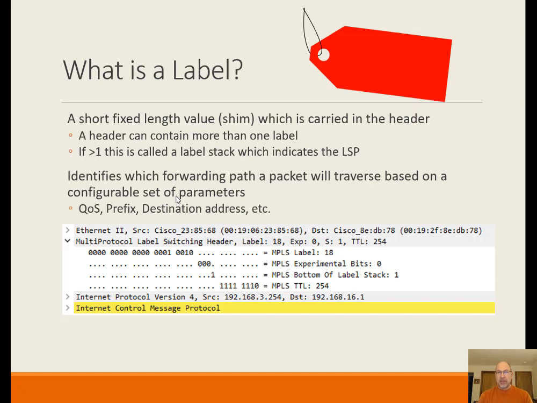So what's a label? Well, I've mentioned this a couple of times, right? What we're going to do is right above layer 2 and right below layer 3, we're going to squish in this shim. And the shim is the MPLS header. And one of the things in the MPLS header is the tag. And the tag is going to be used to forward traffic instead of the layer 3 header. So the header includes one or more tags, and that constitutes what we call the label stack. And then we've got some other detail in there, like the time to live, like the forward equivalence class, like whether or not it's the last tag in the stack. And that right there constitutes the MPLS header.